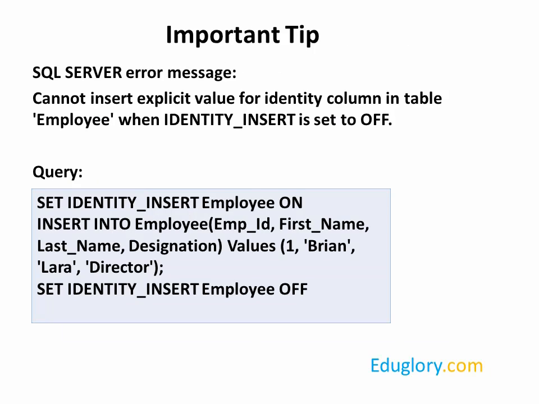While inserting the values into the table employee, you may get an error message in Microsoft SQL Server. An error message could be: cannot insert explicit value for identity column in table employee when identity insert is set to off. So you can correct this error using the query shown here.